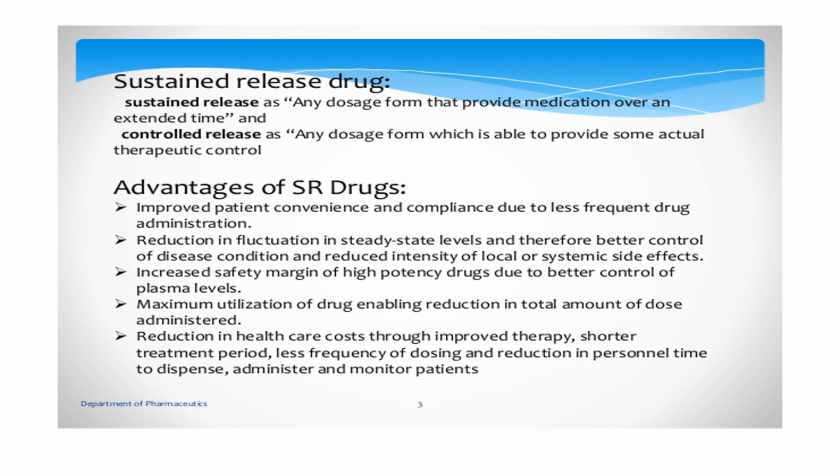Second, it will reduce the fluctuation in the steady state levels. That is, a better control can be achieved for certain disease conditions where the plasma level of the drug remains the same and the systemic side effects will be less. Also, there is increased safety margin of high potency drug due to the better control of plasma level. Okay, these first three advantages are enough. So understand, first one, patient compliance and convenience. Second, there is no fluctuation in the steady state. As a result of this, there is increased safety margin and potency of the drug with this better control. Okay, these are the three advantages of sustained release.